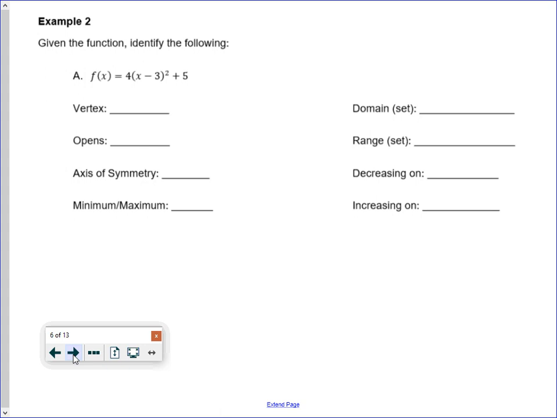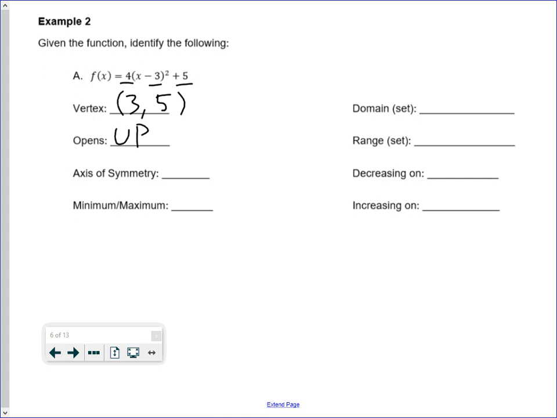All right. So the very first thing we're asked is, what's the vertex? That's h, k. So our vertex here is our h and our k of 3, 5. Which way does it open? That's from our a. We see our a is positive, so it's opening up. So that's what we put. It's opening up.